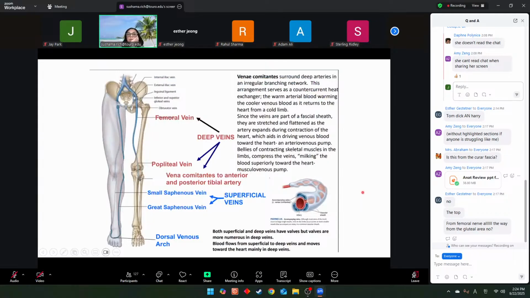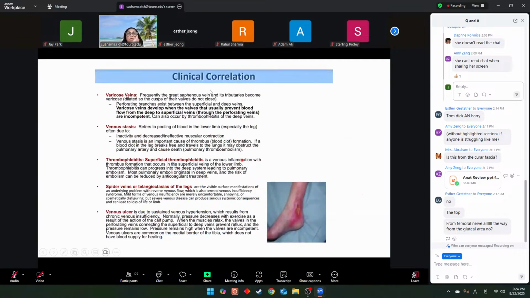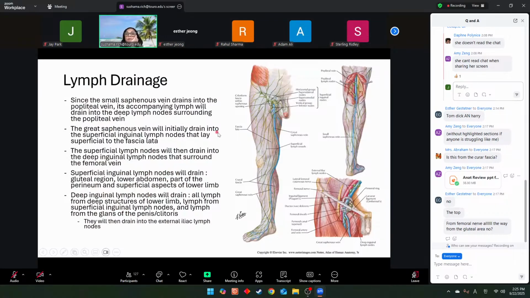It's the same thing here, showing you the two veins and what they drain into. Clinical correlates you guys can look up. Varicose veins are extremely common. Venous ulcers, very, very common. These are the worst things, they never heal. You have to constantly debride them. You have to clean them. So venous ulcers are a problem. So you should know about venous stasis, varicose veins, and venous ulcers. This is all just clinical stuff.